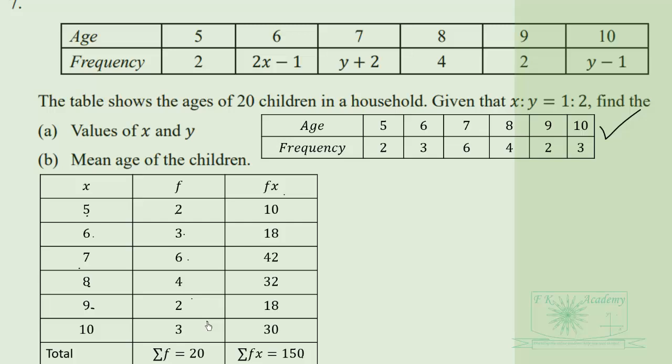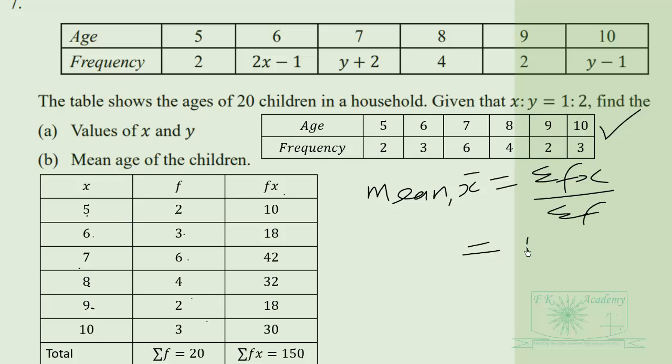So the mean, x bar, is going to give us the summation of fx over the summation of f, which is 150 over 20. 20 will go here, 10 will go here 2 times, 10 will go here 15 times. So this will give us 7 whole number 1 over 2. So the mean age is 7.5 years.